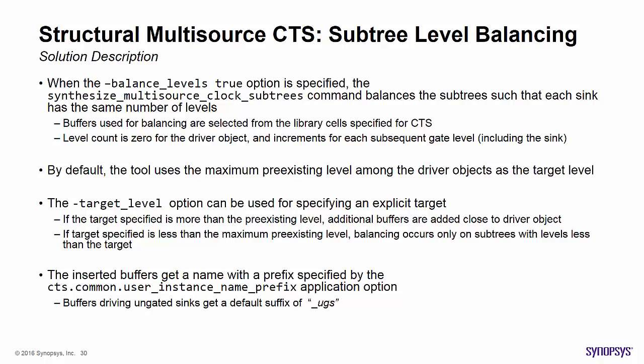If the target specified using the -target_level option is more than the maximum pre-existing level, additional buffers are added close to the driver object. If the target specified is less than the maximum pre-existing level, balancing occurs only on subtrees with levels less than the target.